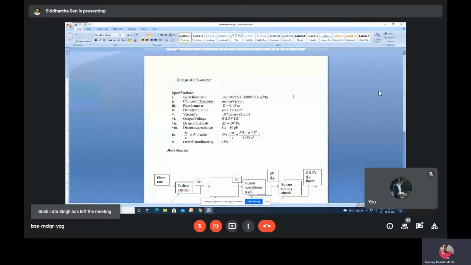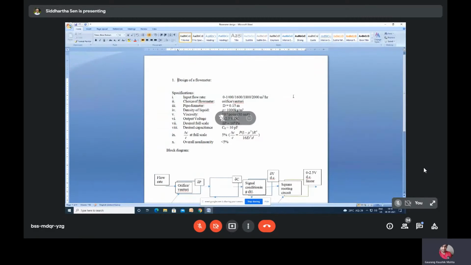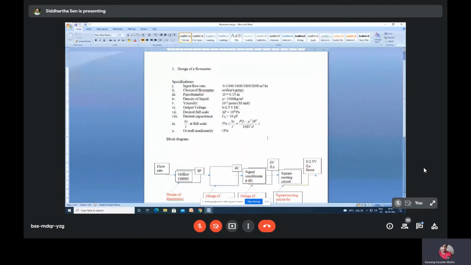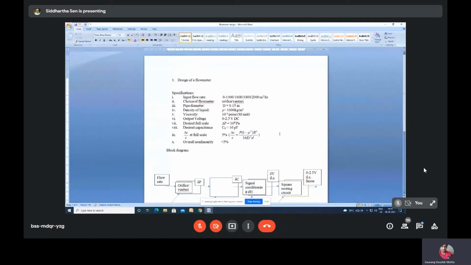And due to this obstruction, before and after the obstruction, some pressure difference would be created. And this pressure difference, we measure it using a pressure sensor, and then again you need to have some signal conditioning circuit, and also the final stage.